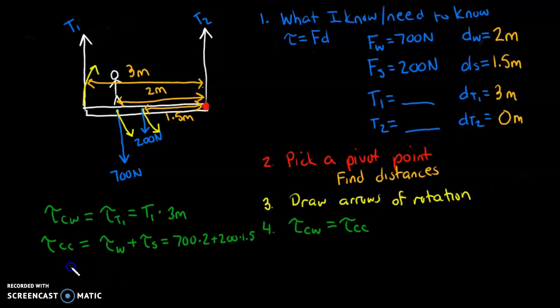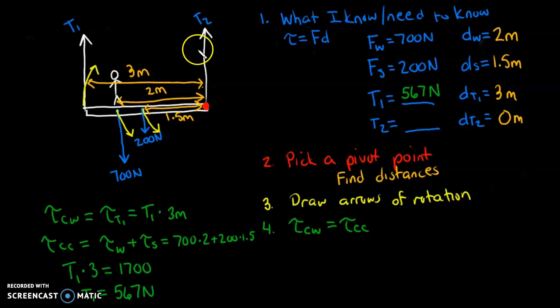Okay, so if I set those two equal to each other, T1 times 3 is going to equal 1400 plus 300, so equals 1700. That means T1 is equal to 1700 divided by 3, which gives me 567 newtons. So there, I've solved for the tension on 1. So that's 567 newtons.